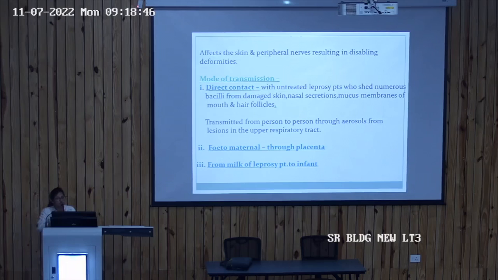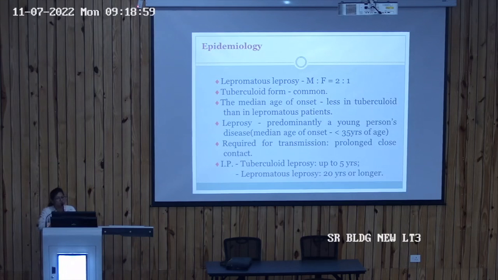Another mode of transmission is feto-maternal, through the placenta. And the last one is from the milk of a leprosy patient to an infant. So the most common is direct contact. In lepromatous leprosy, males are affected more commonly, but tuberculoid leprosy is commoner. Leprosy predominantly affects a young age group, less than 35 years of age. The incubation period for tuberculoid leprosy is up to 5 years, whereas for lepromatous leprosy it is 20 years or longer.